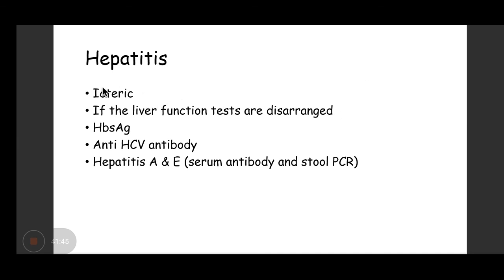Hepatitis. If in physical examination you find the patient is icteric, there is jaundice, or even if you do not find jaundice or icterus, your initial tests, the liver function tests, suggest that they are deranged, then you go for the specific test for hepatitis. For hepatitis B, you do antigen detection test, hepatitis B surface antigen. And for hepatitis C, you go for anti-HCV antibody as a screening test. And for hepatitis A and E, you can go for antibody as well as RT-PCR and stool for the detection of hepatitis A and E antigen.